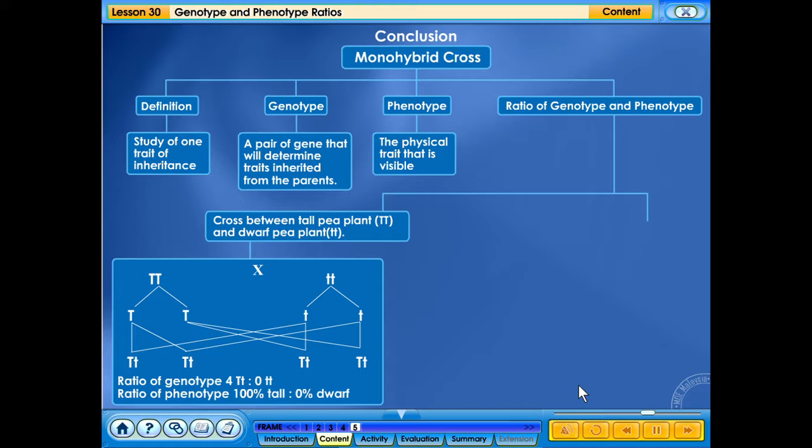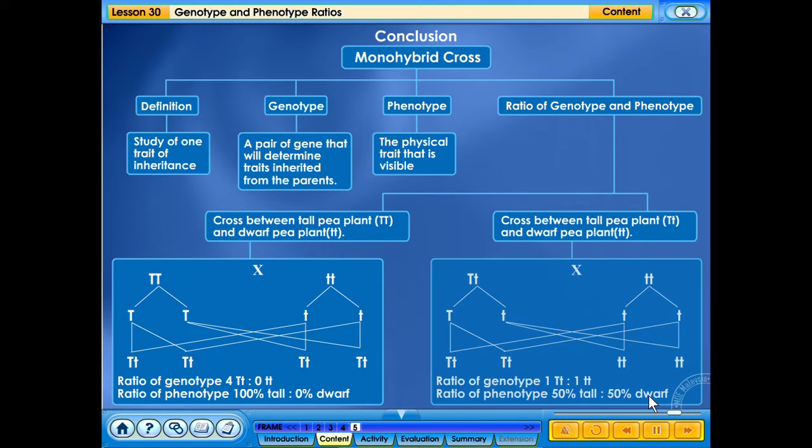Cross between tall pea plant, capital T small t, and dwarf pea plant, small t small t: ratio of genotype 1 capital T small t to 1 small t small t, ratio of phenotype 50% tall to 50% dwarf.